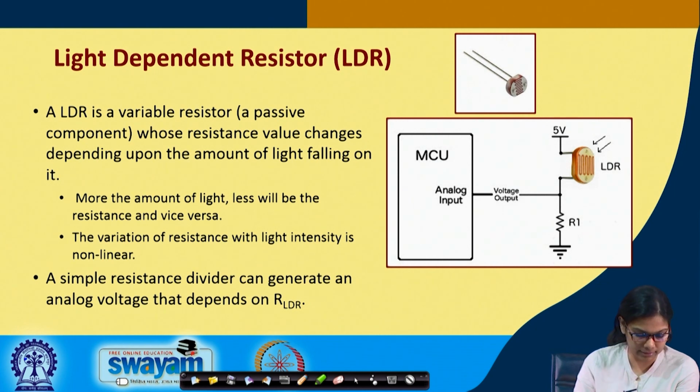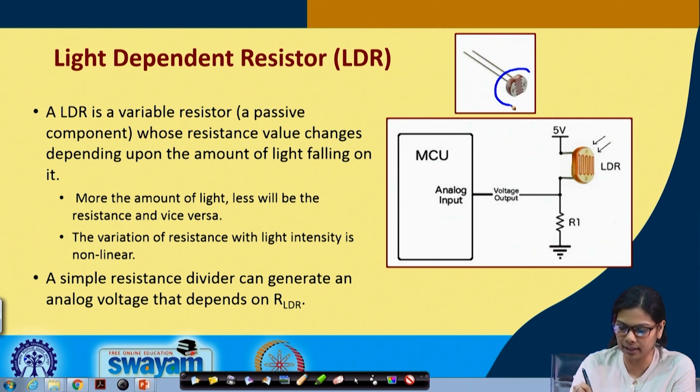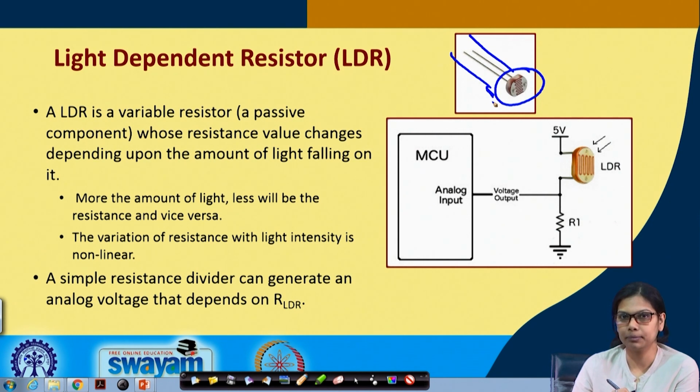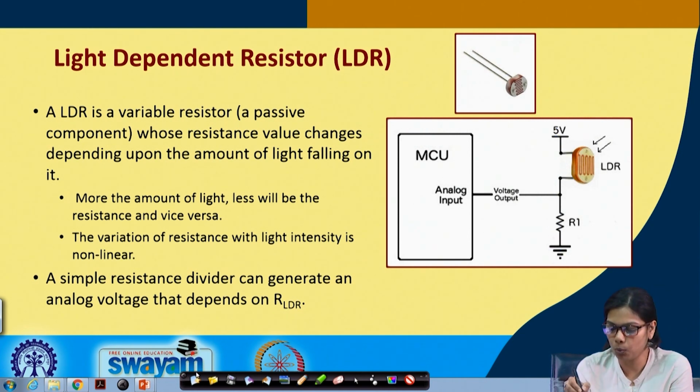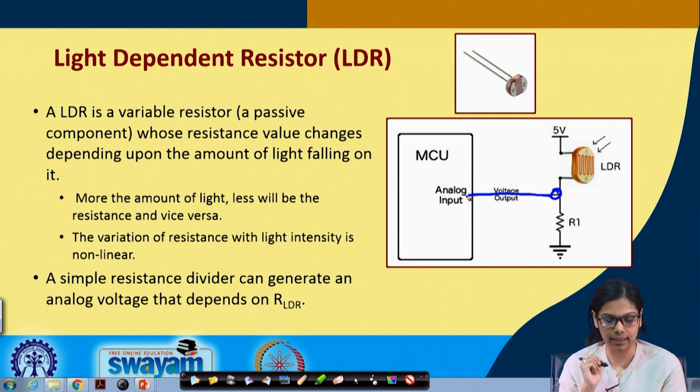This is a typical diagram. This is an LDR, how it looks. When we do the experiment, we will show you in more detail. You see that one port is connected with 5 volt, and another port is connected through a resistance to ground. I repeat, one point of the LDR is connected to 5 volt, another point is connected through a resistance to ground, and the voltage output is taken from here. Here we are connecting to the analog input. This is how the connection goes.